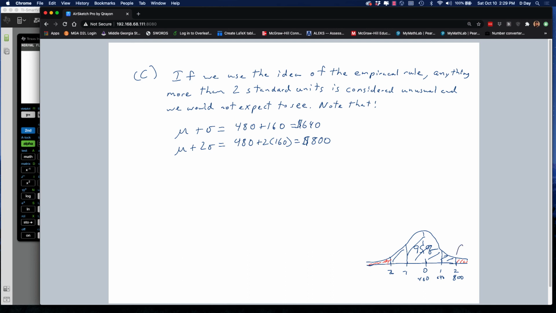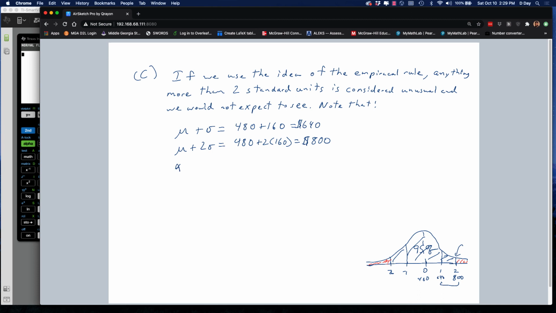So realistically, we wouldn't expect to see anything in excess of $800 on average, but something in excess of 640 is a possibility, because there's $160 worth of space between 640 and 800, so there's a good possibility that would happen there. All right.